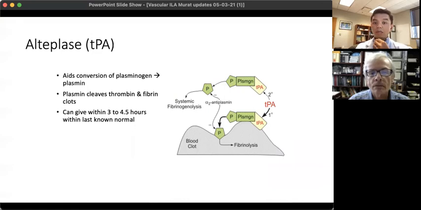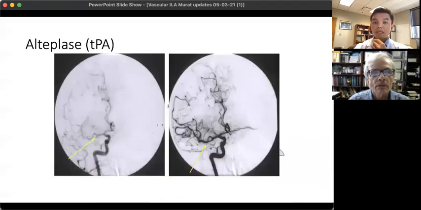Alteplase is the other name for that. We will keep calling it TPA, but it does aid in the conversion of plasminogen into plasmin, and that plasmin leads to cleaving of thrombin and fibrin. So if this works and we're able to give this to our patients, we can get a blood vessel that goes from this, which was supposed to be the MCA but is a little stump right now, and if you give them TPA quickly enough, you can see that blood vessel open up nicely over here. This is a conventional angiogram where they're actually under live X-ray, and we shoot a dye into their arteries to watch and see how the blood vessels look.